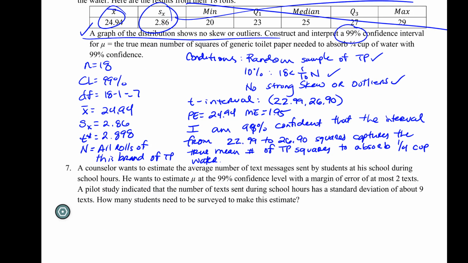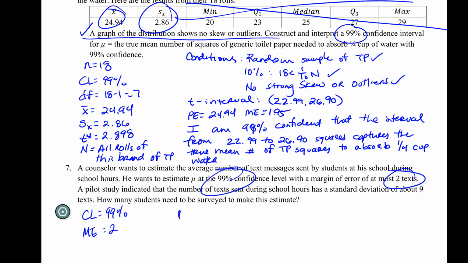Okay, so here's our last one. A counselor wants to estimate the average number of text messages sent by students at his school during school hours. He wants to estimate mu at the 99% confidence level, so there's my CL, with a margin of error of at most 2 texts. So my confidence level is 99%, and then my margin of error is going to be equal to 2.